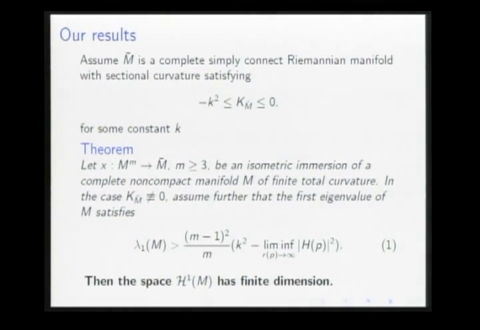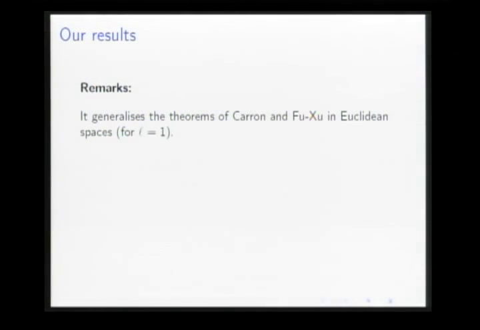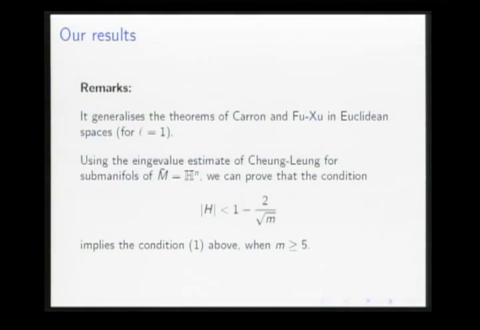So this theorem, of course, is more general. In Euclidean space, when K is identically zero, for instance, we have no conditions on the mean curvature, like Carron and Fu Xu. So it generalized the Carron and Fu Xu theorems in Euclidean space, at least for L equals 1.